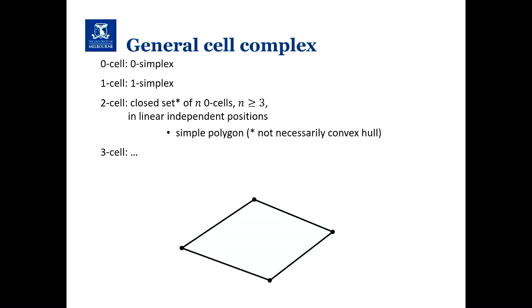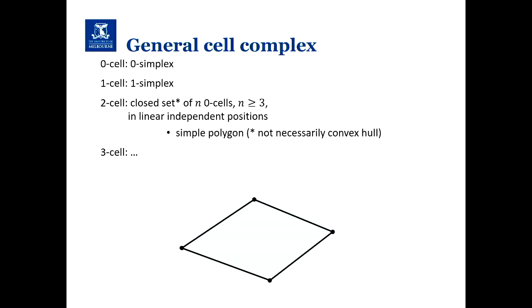So when we are dealing with cells, they have more complex shapes than triangles, but the properties are similar. To understand how we can construct the cells: again, 0 cell is the same as 0 simplex, 1 cell is the same as 1 simplex, but 2 cell is not the same as 2 simplex, because there is a condition that it has to have more than 3 nodes in a linearly independent position. And then we create a polygon, which doesn't necessarily have to be a convex hull.